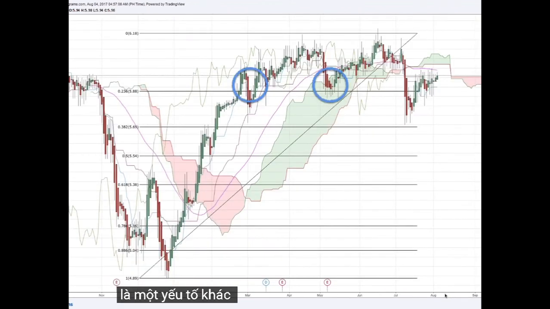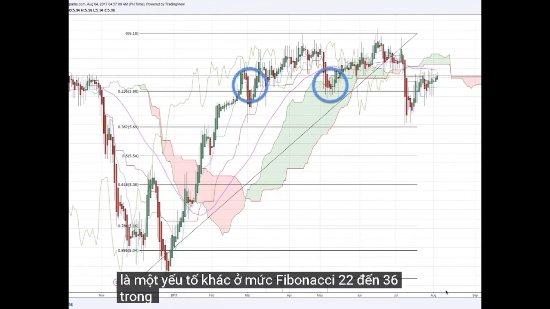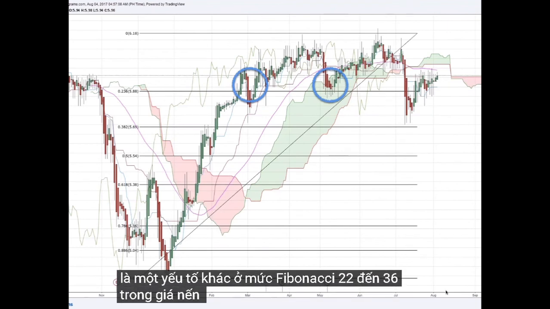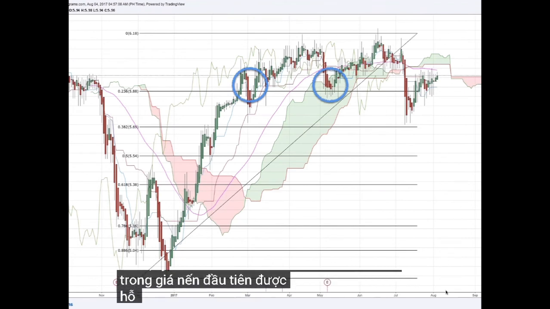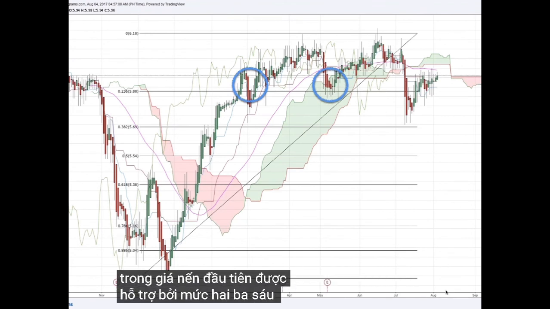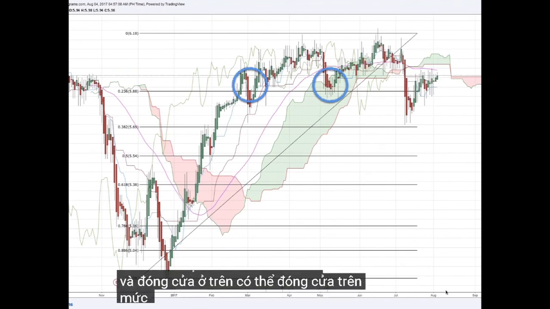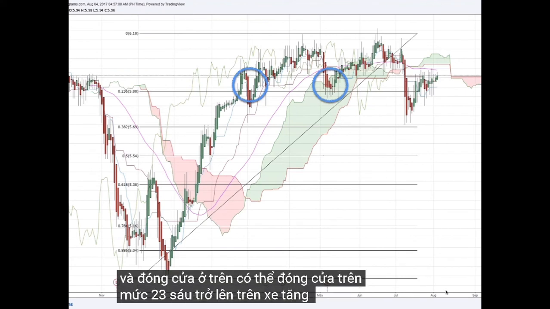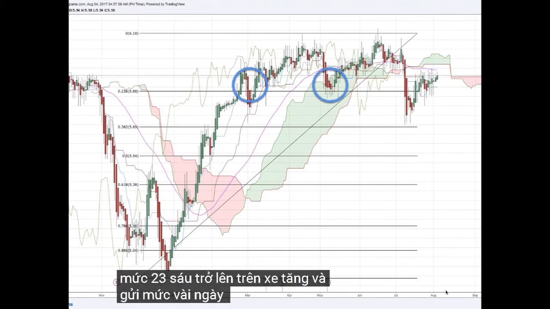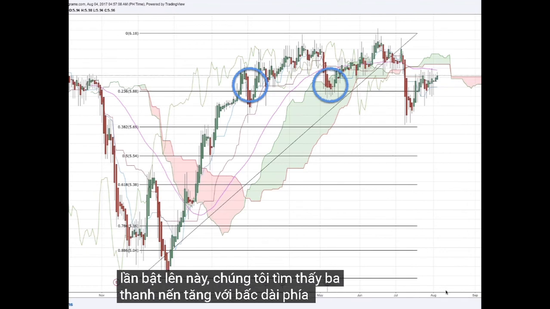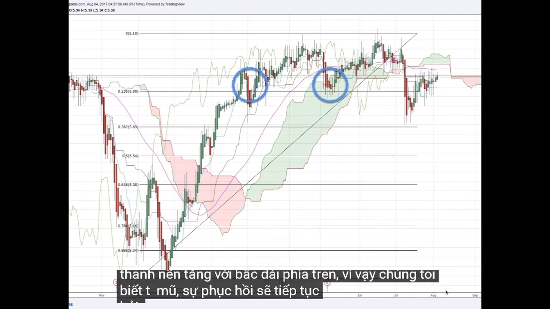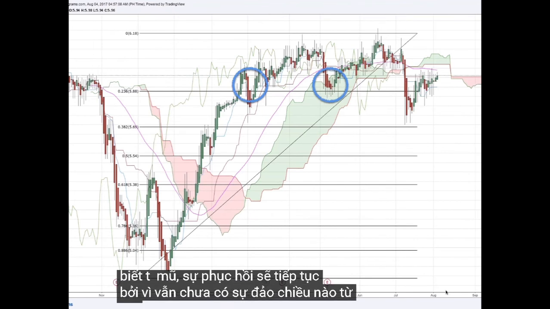Here's another one. At the 23.6% Fibonacci level, in the first candlestick, price was supported by the 23.6 level. It was able to bounce off the Tenkan-sen and closed above. It was able to close above the 23.6 level and above the Tenkan-sen level days after. Along with this bounce, we find three bullish candlesticks with long upper wicks, so we know that the bounce will continue because there is no reversal yet from then.